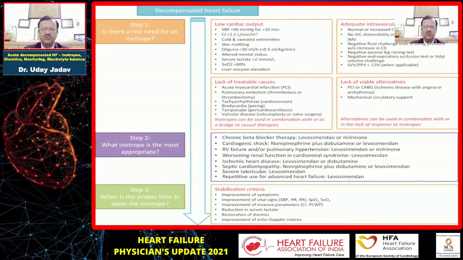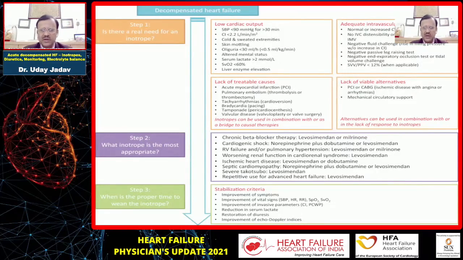What inotrope is the most appropriate? Let us remember, if the patient has been on chronic beta blocker therapy, you should prefer levosimendan or milrinone. If he's in cardiogenic shock, levosimendan or dobutamine plus norepinephrine. RV failure, levosimendan. Cardiorenal syndrome, very important. That's the bulk of our patients. In fact, I feel levosimendan. Ischemic heart disease, levosimendan or dobutamine. Septic cardiomyopathy, norepinephrine plus dobutamine. Takotsubo, levosimendan. So this is a very nice chart of how you treat this patient.